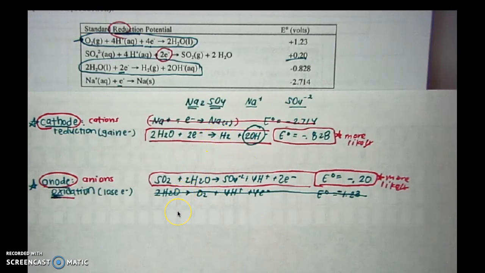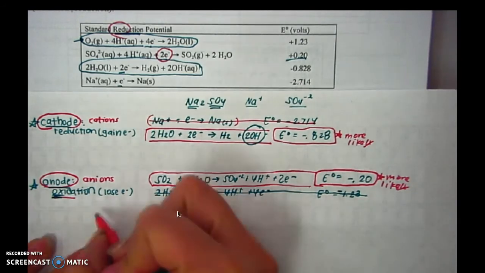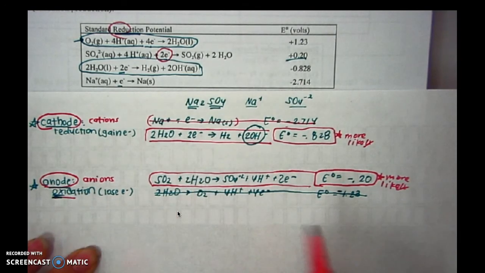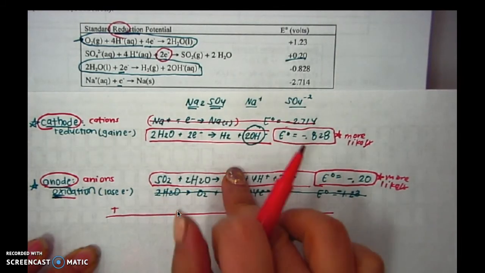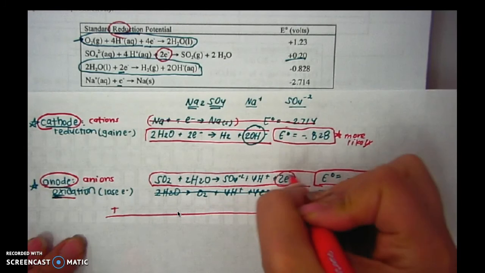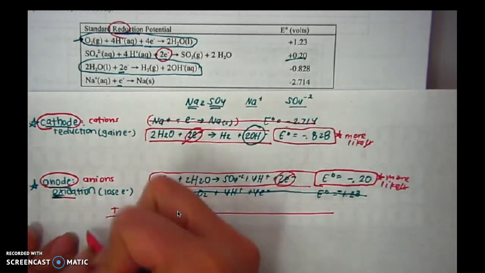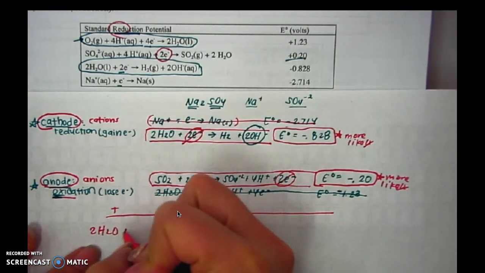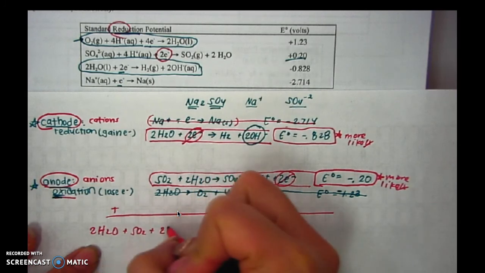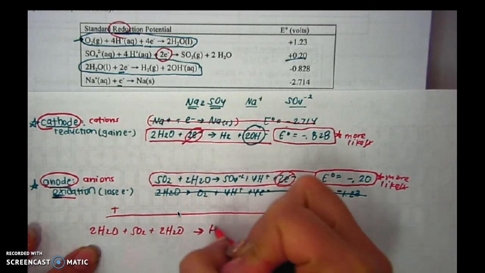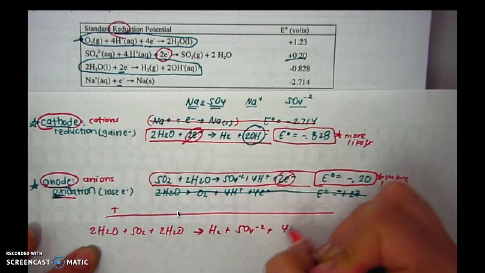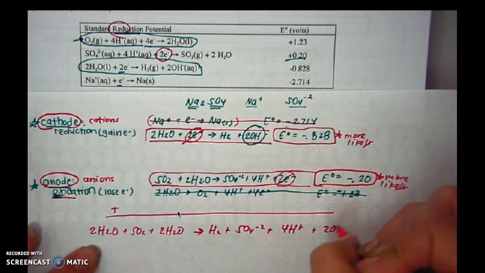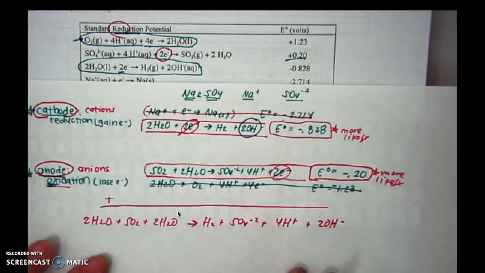And that's pretty much it. Let's take it one step further. If you wanted to take a look at the overall reaction, just remember all you have to do is add these two up, and our 2 electrons are going to cancel out on each side, so you end up with 2H2O plus SO2 plus 2H2O. We have H2 plus SO4 2 negative plus 4 H's plus 2 OH's.